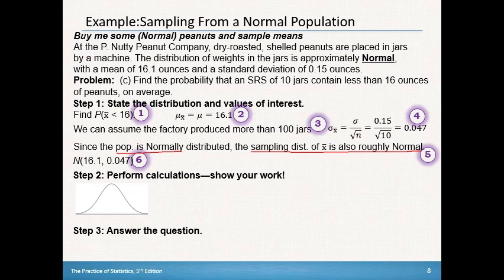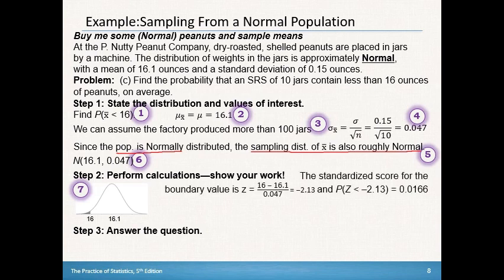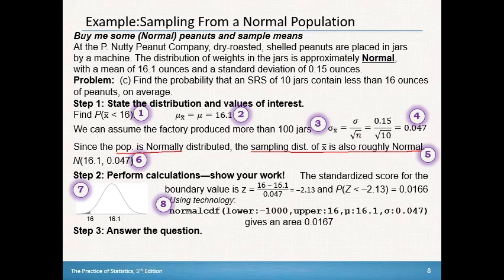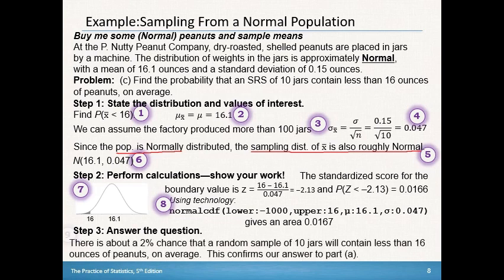All right, now we can do our actual calculation work. Step 2 involves, first of all, drawing a normal curve labeled and shaded, and then doing the actual calculation. Again, you could use a z-score, or again, I would suggest just using your normal CDF in your calculator. Remember to put your lower, your upper, your mu, and your sigma, telling me that you know what those things are. And that gives us about a 1.7% probability.